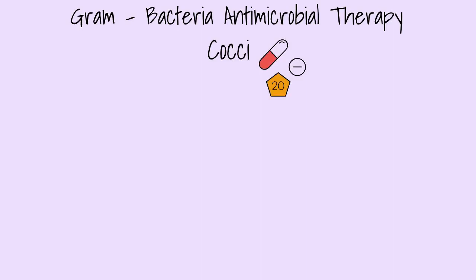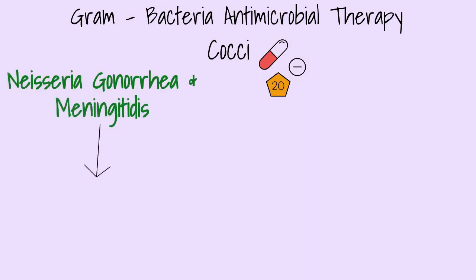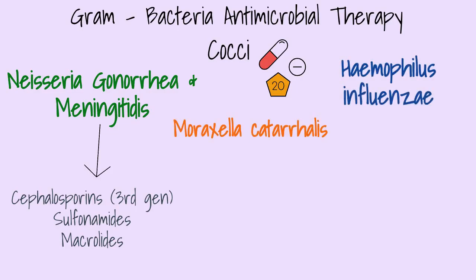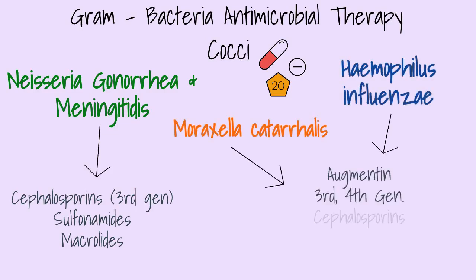Appropriate antimicrobial therapy for Neisseria gonorrhea and meningitidis includes third-generation cephalosporins, sulfonamides, and macrolides. Treatment of Moraxella catarrhalis and Haemophilus influenza includes Augmentin, third and fourth-generation cephalosporins, macrolides, or fluoroquinolones.